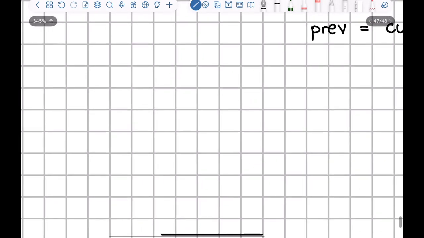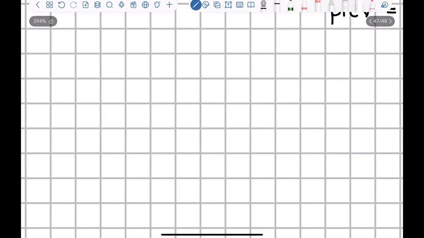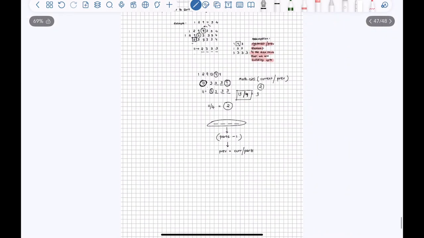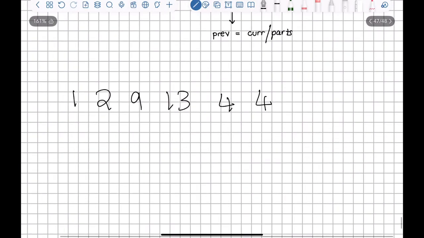So let's say in my example, what was my example? 1, 2, 9, 13 and 4 and 4. So we traverse from here, we come to 13. What do we do? We break this down into how many parts?